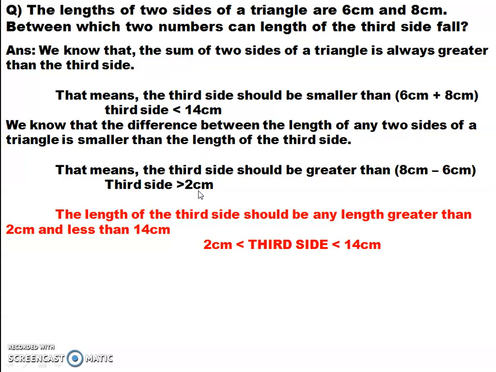You will get the lower limit by applying difference property. Which property? Difference property. What is the difference property? Difference between the length of any two sides of a triangle is smaller than the length of the third side.